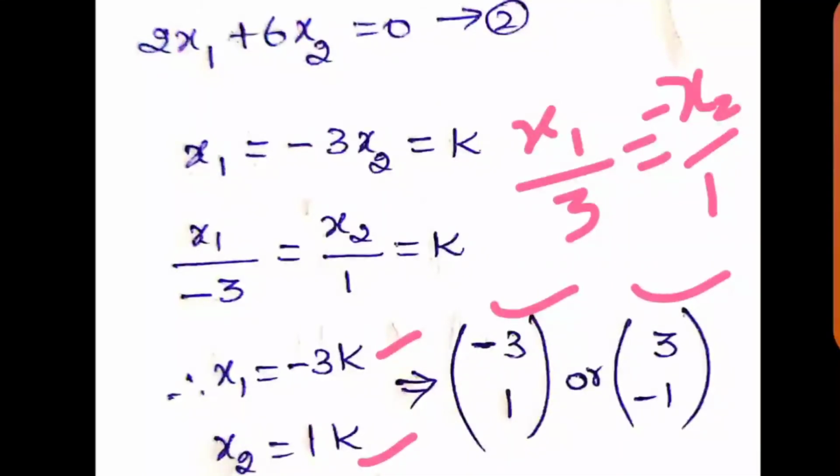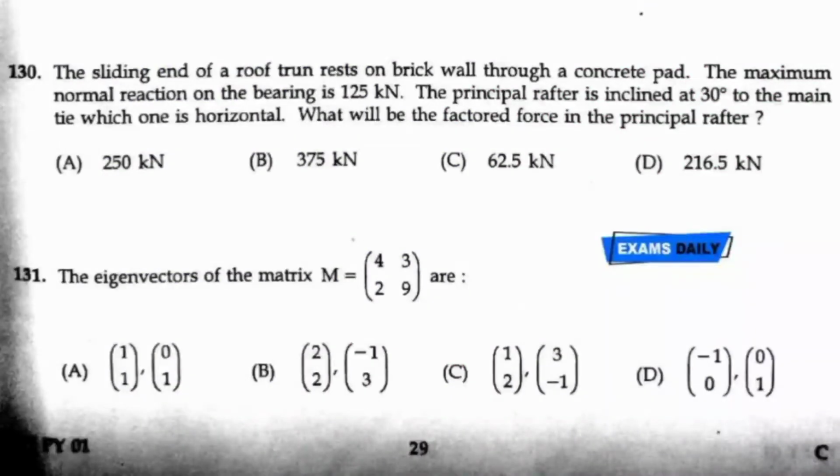Okay. So now we have got two eigenvectors. Here we have got the options 1, 2 and 3, minus 1. As I said before, if you find the first eigenvector, that is 1 and 2, alone, it is enough for this question, because only one option has that value. So you can go for that.